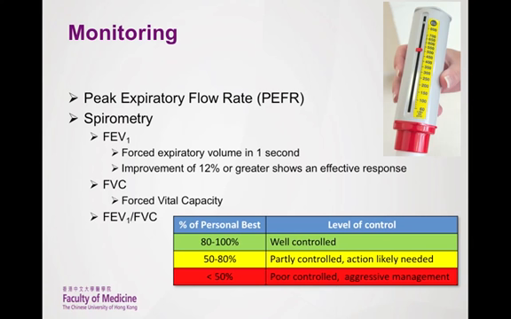FVC is the total quantity of air that can be blown out by the patient after a deep breath. This is often put into a ratio with the FEV1 to differentiate between obstructive problems such as asthma or a restrictive problem.